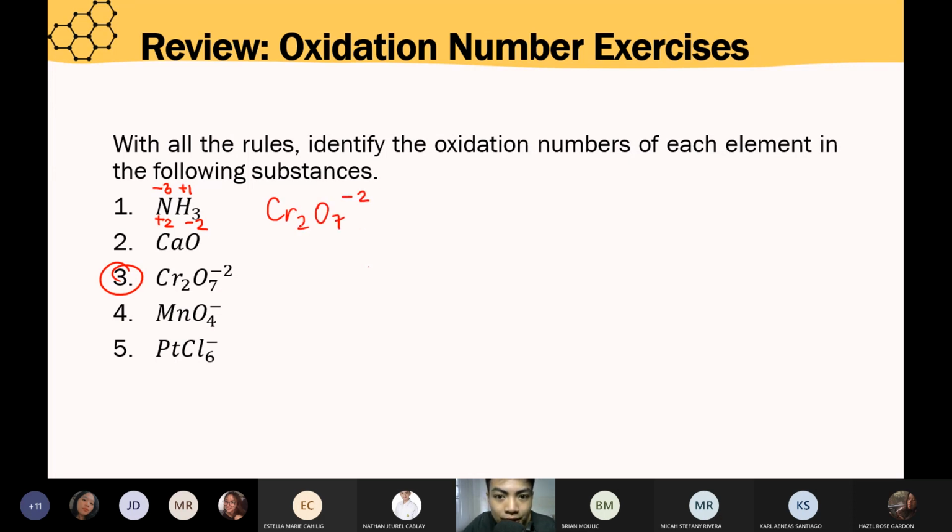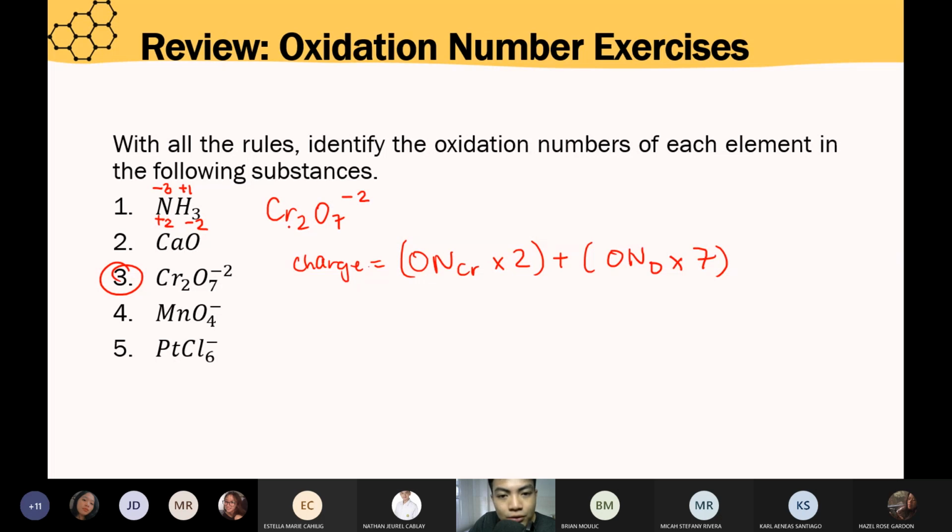So, again, just employ the equation na ginagamit natin kanina. Okay? So, the charge of the molecule is equal to the individual oxidation numbers. Okay? So, charge equals the oxidation number of chromium times 2 plus yung kay oxygen naman, the oxidation number of oxygen times 7.